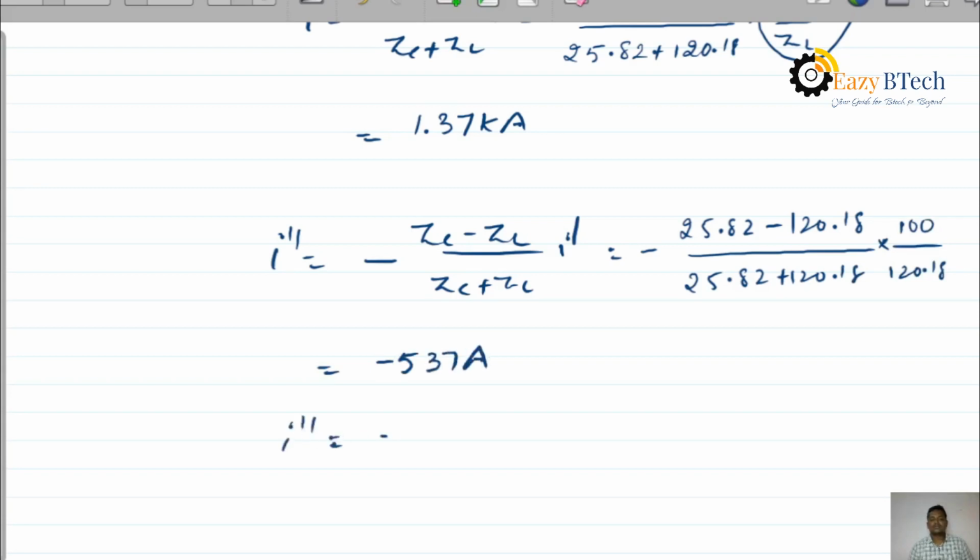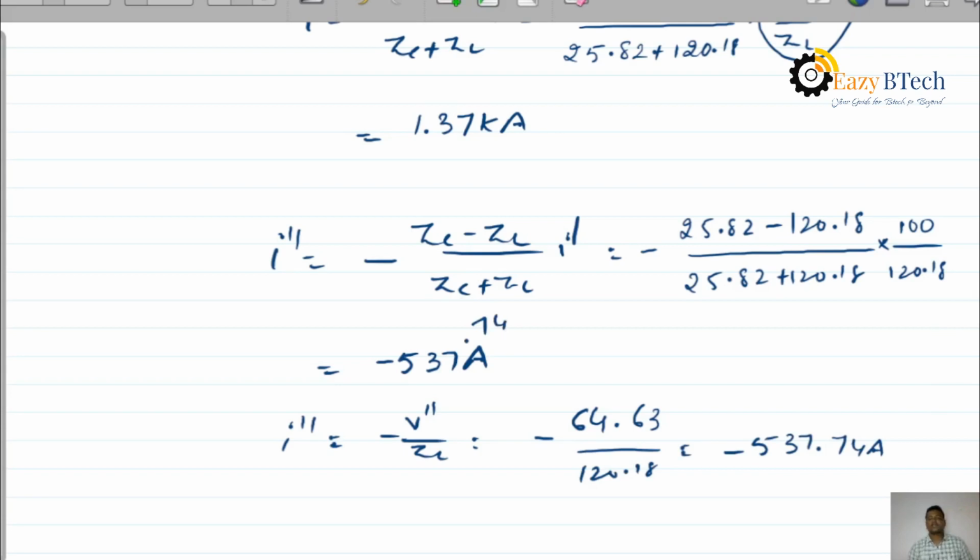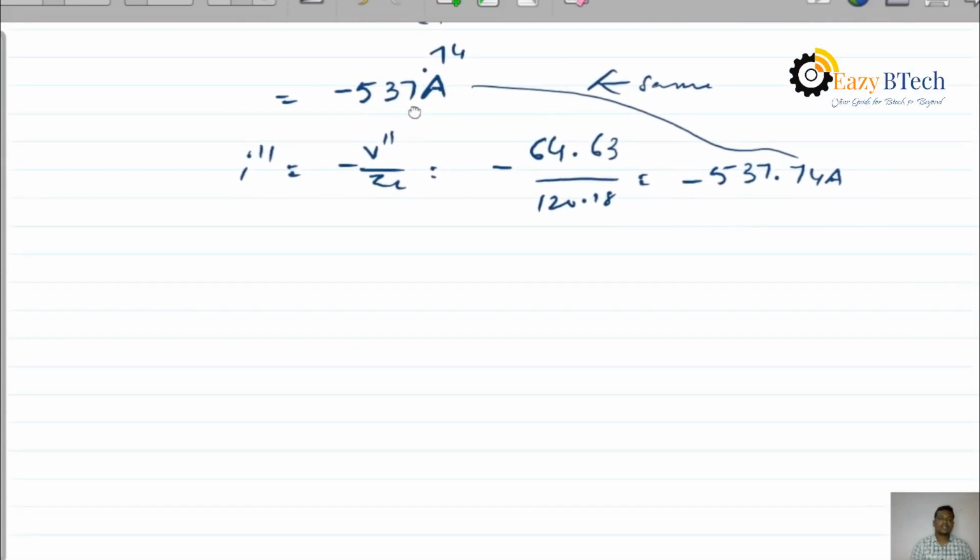We have another formula also, minus V double dash by ZL. You can use that formula. Minus, how much do you get? The value of V double dash is 64.63 divided by 120.18. You get 537.74 amperes. Both ways you get the same answers for the voltage waveform and the current waveform. This is the first case: we calculated the reflected current and the transmitted voltage and currents for the traveling wave moving along the line to the cable.